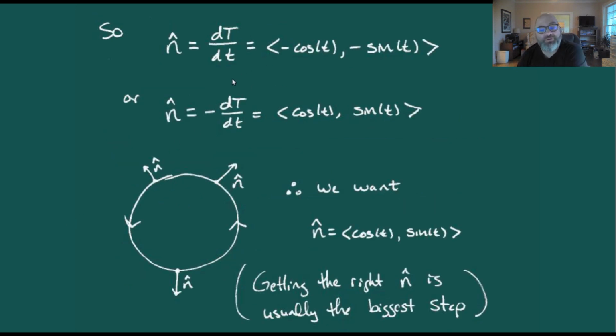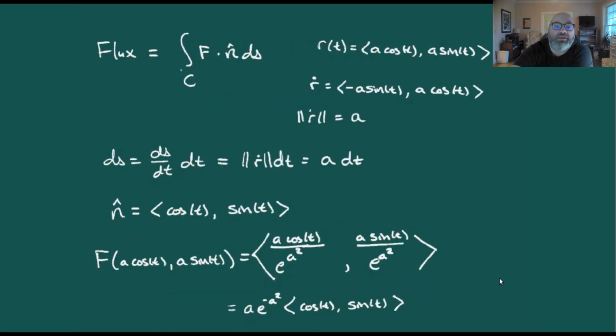And so the unit vector we want is either dT/dt, the derivative of the unit tangent with respect to time, or the opposite of it. And since we want the one that's facing outward, we do that calculation. We see that this is just going to be our cosine t, sine t, and that's how we choose our unit normal. Coming up with that calculation and making sure that we get the right unit normal n, that's usually our biggest step in doing any of these things.